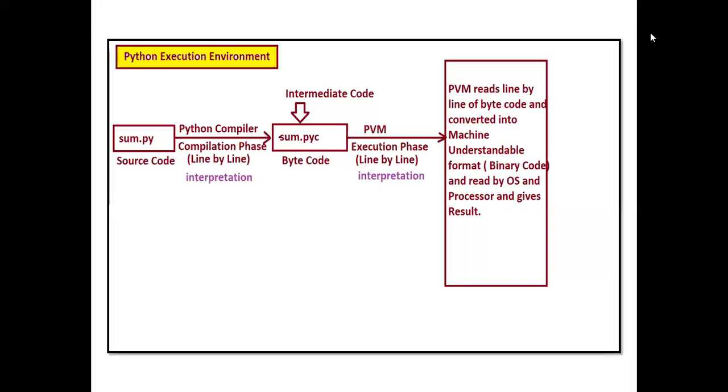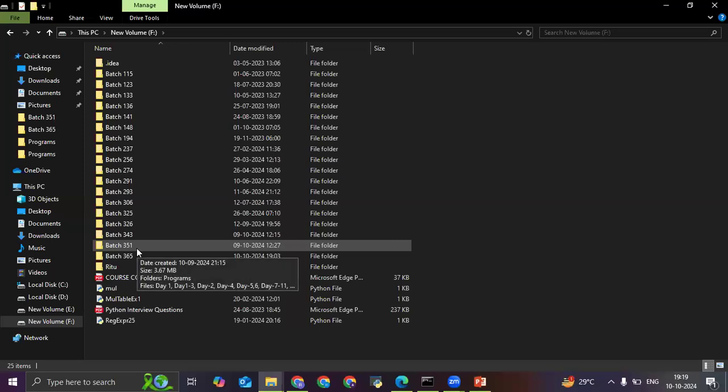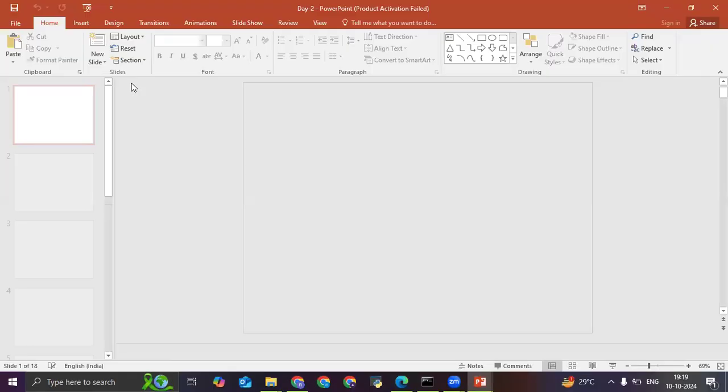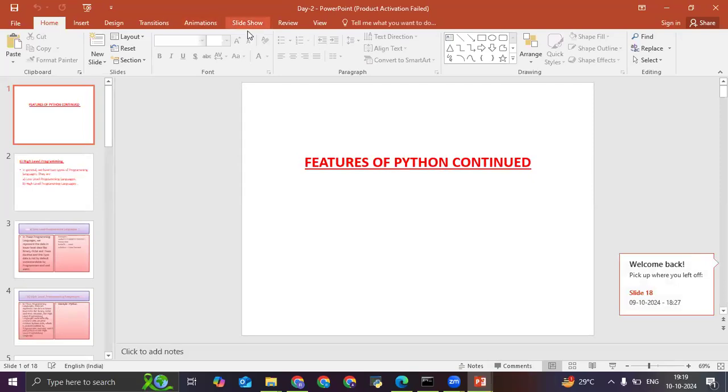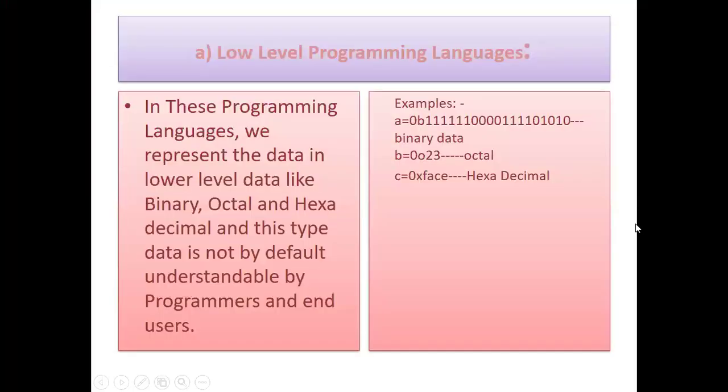Next feature is high-level programming language. What do we understand by high-level programming language? Students, we have two types of programming language: first is low-level programming language, and second is high-level programming language. What is the difference between them? In a low-level programming language, we represent data in low-level forms like binary, octal, and hexadecimal, which is not understandable by the programmer or the end user.